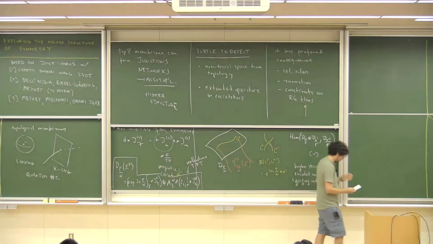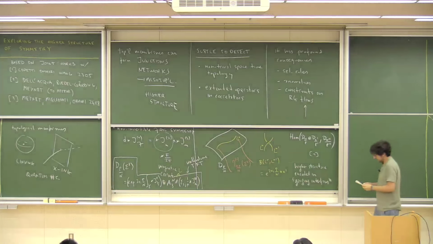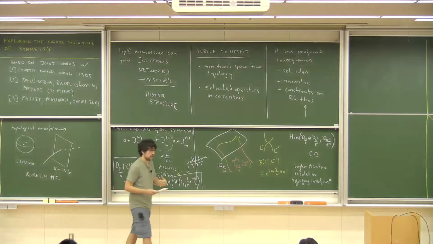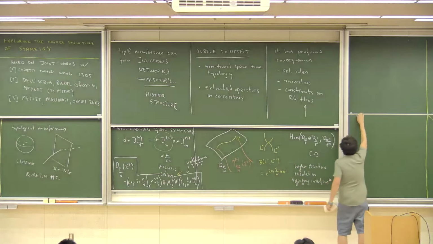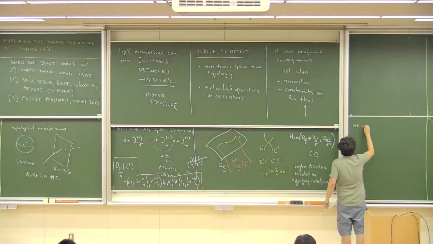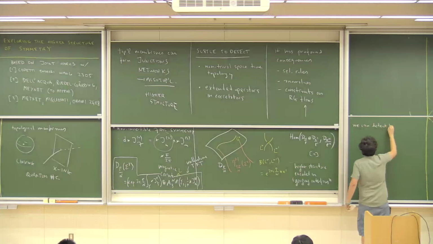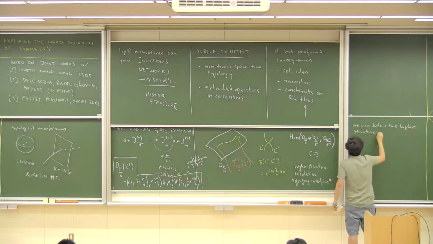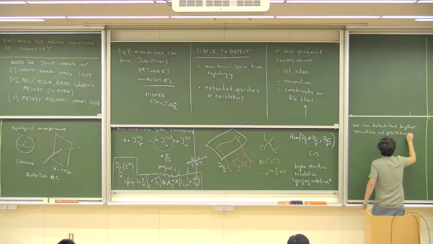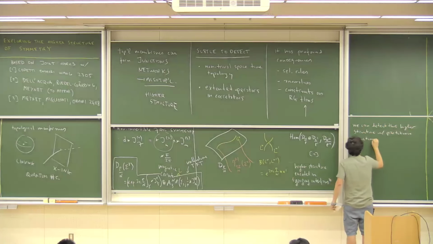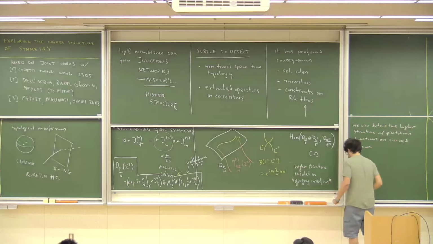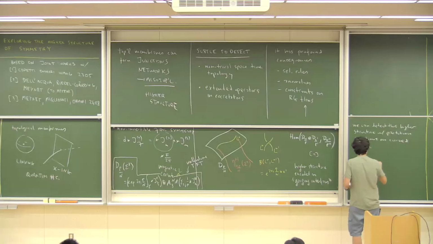Okay. So we can detect this higher structure with partition functions on curved spaces. The simplest example that we considered in that paper is S2 times S2.